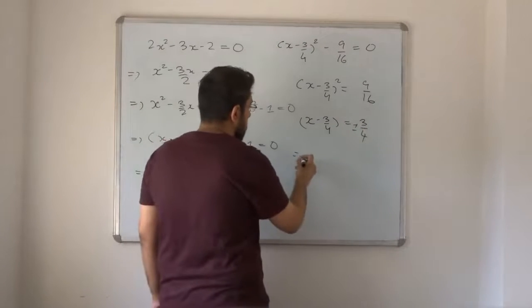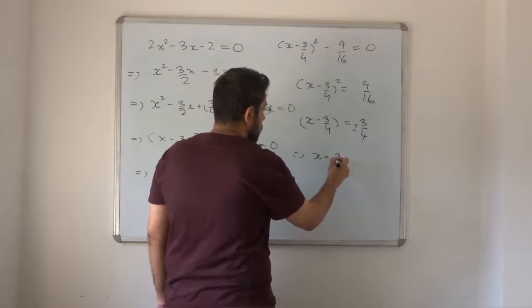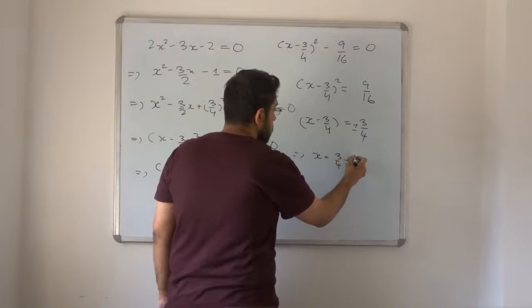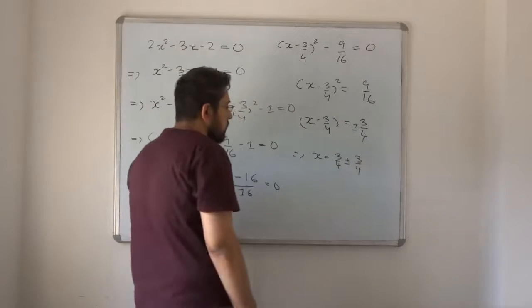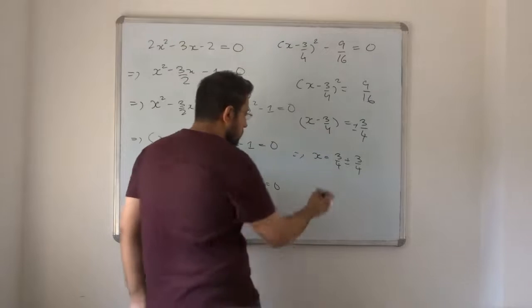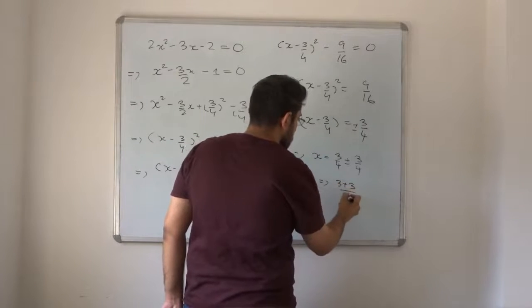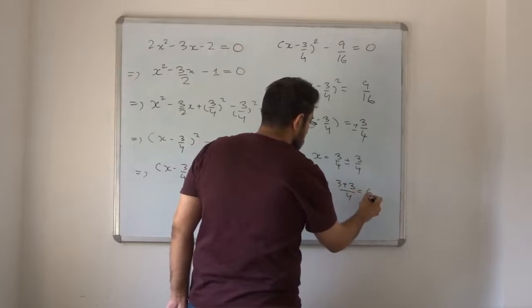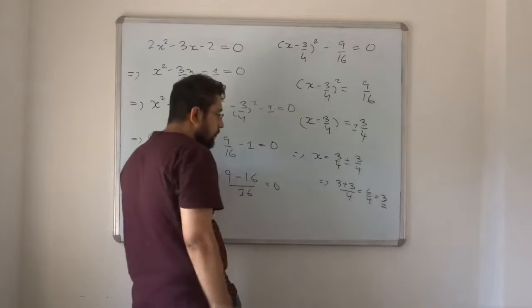Now this is what you get: x equals 3 by 4 plus minus 3 by 4. Because this is negative, it becomes positive on this side. So basically you get 3 plus 3 upon 4, so 6 by 4 becomes 3 by 2.